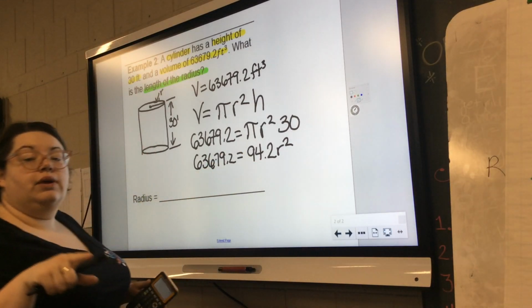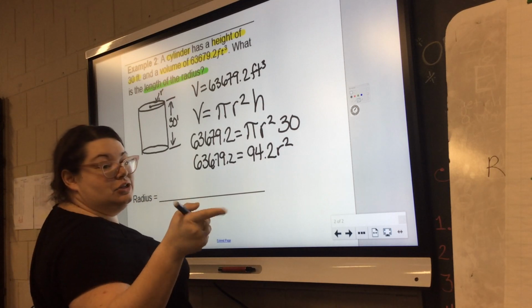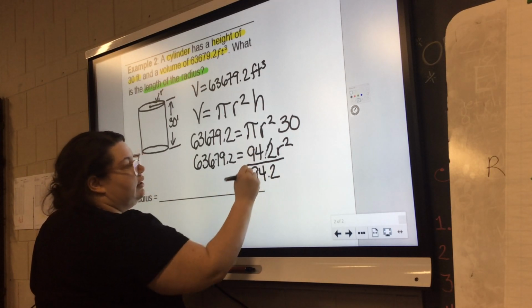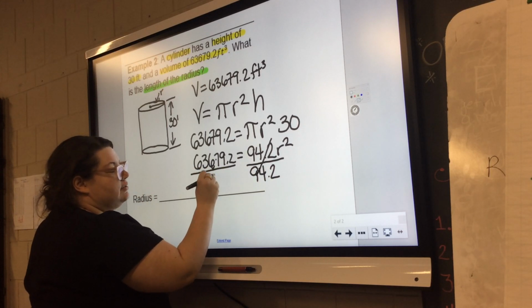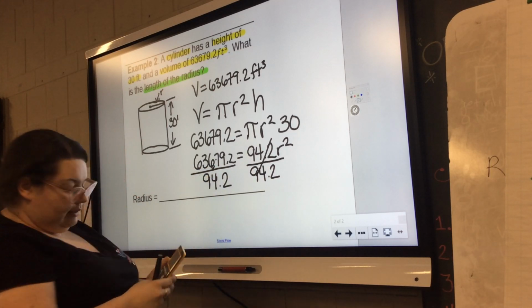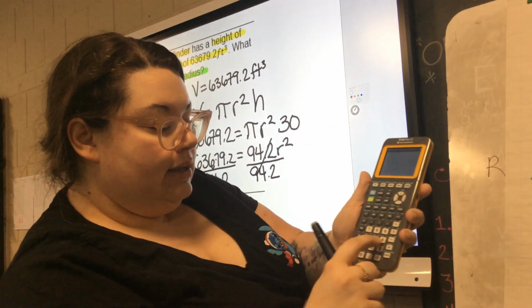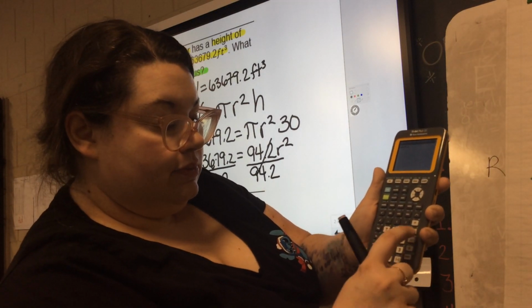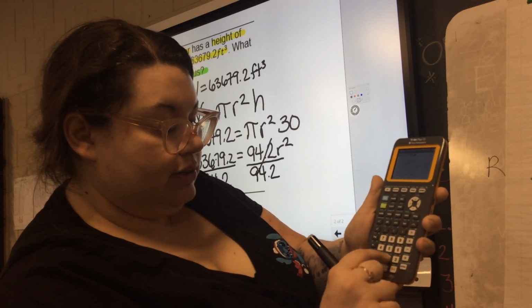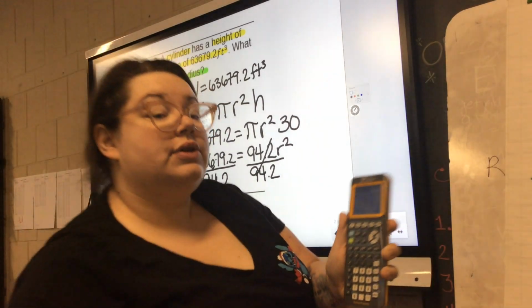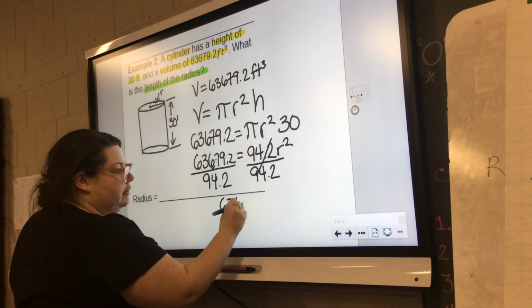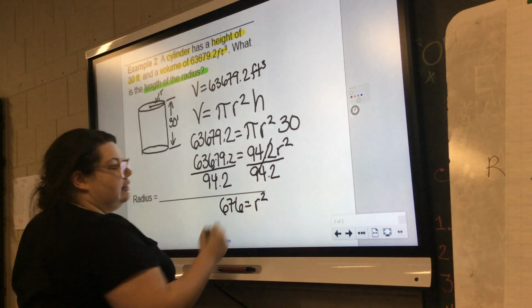That's 94.2 times radius squared. So what's the opposite of multiplication? Division. So I'm going to divide by 94.2. And what I do to one side, I do to the other. So on my calculator, I'm going to type in 63679.2 divided by 94.2. And I'm going to get 676. You know, this is actually a lot like Unit 6 that we did when we were balancing equations.